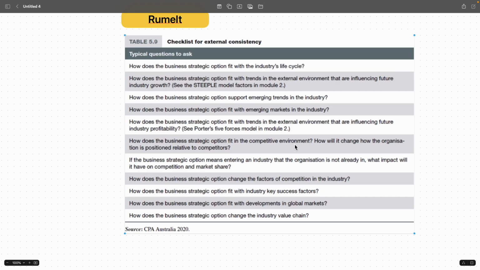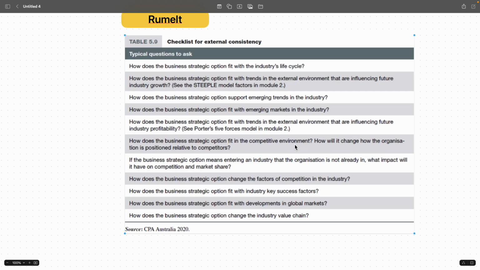If the business option means entering an industry that the organization is not already in, what impact will it have on competition and market share? So if you enter into a new market, better get ready for competition and market share issues, because other people will not let you enter simply. Does it fit with the key success factors? Does it fit with the development in the global market? And does it fit with the change in the industry value chain? So these are the factors you are looking at.